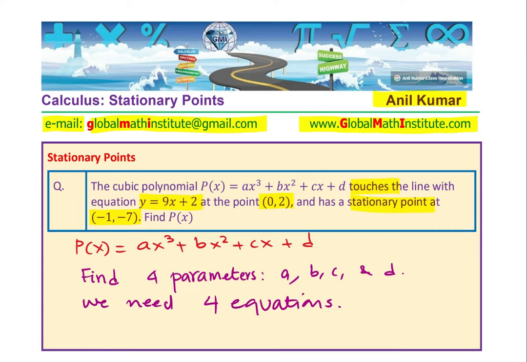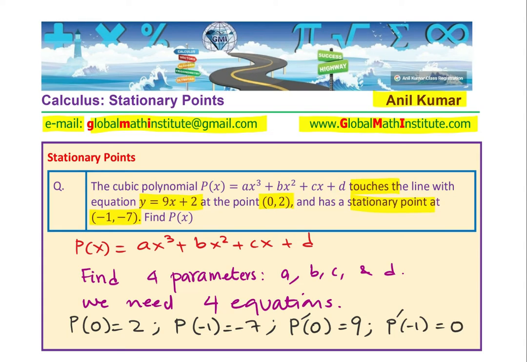So that means the value of this polynomial at 0 is equal to 2. You also know that the value of the polynomial at -1 is -7, and you know that the derivative at 0, which is the tangent slope, should be 9. And the derivative at -1 should be 0. Stationary point means horizontal tangent, so the derivative at -1 is equal to 0. So these 4 critical pieces of information help you find the solution of the question. I hope the idea is absolutely clear.